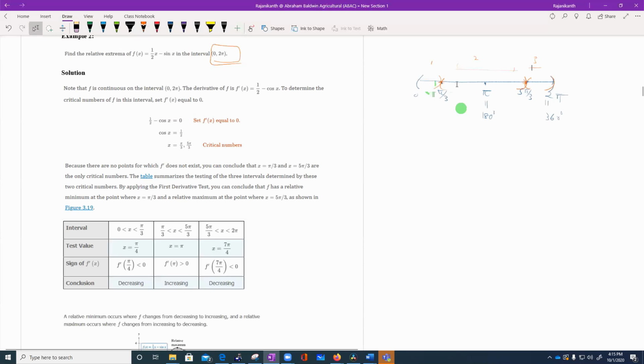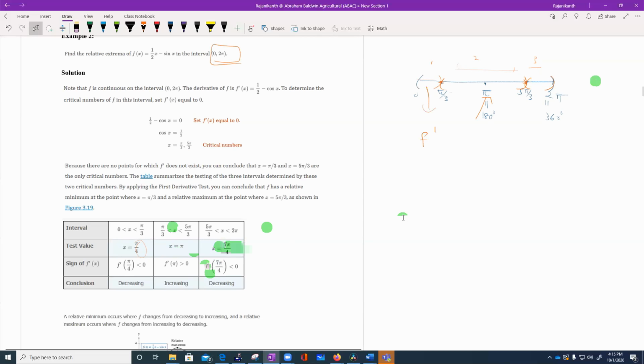So now take one value to test the first derivative. Check one value in each interval. You could choose any value between 0 and pi over 3. That is up to you. So here they have chosen pi over 4 as the first test value in this interval. Okay. Now go for the second interval, pi over 3 to 5 pi over 3. They have chosen pi as the test value. Then in the third interval, they have chosen the test value 7 pi over 4. That will be somewhere here. Like that, choose some values.